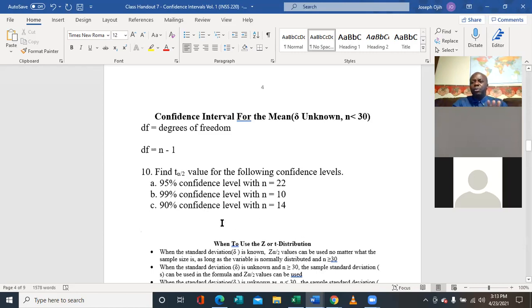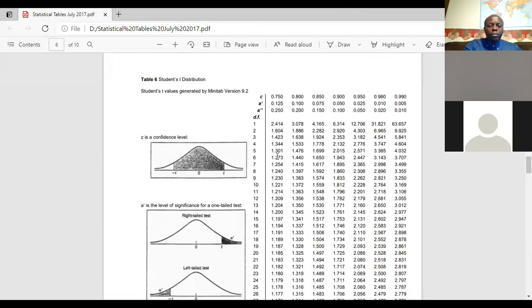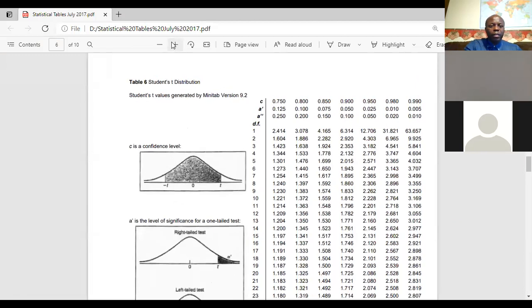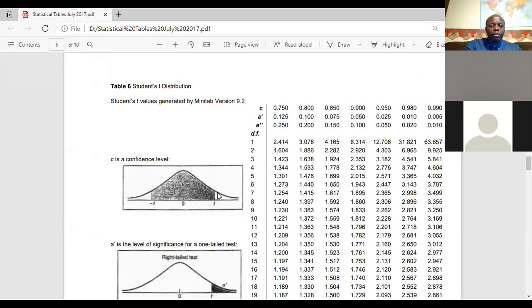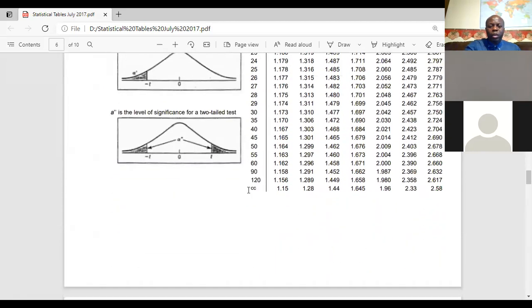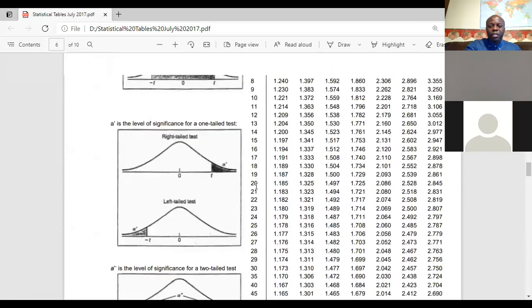Let me show you how the table looks first, then you can understand it better. Let me show you different parts of the table. Now, make it a little bit bigger. You can see for the table, the A prime means only one side. A double prime means left side and right side. And of course, you can see the DF, which is the degrees of freedom, all the way to the last one, 120, and then infinity.